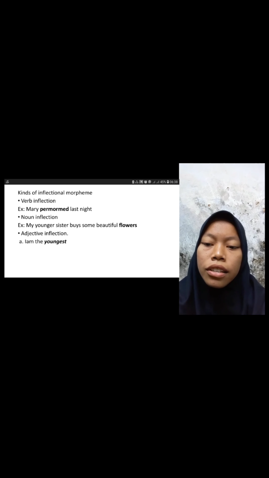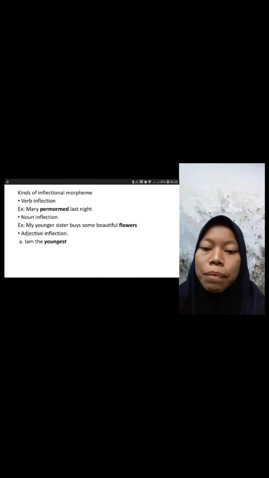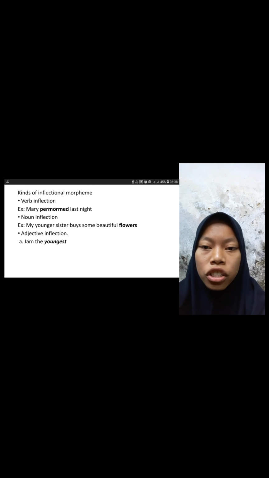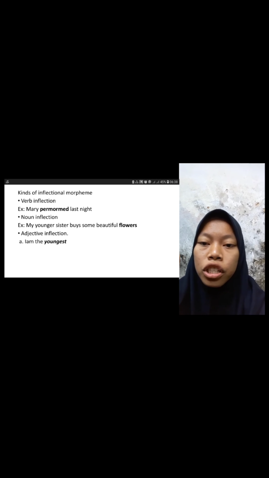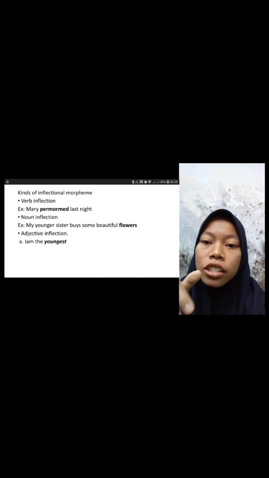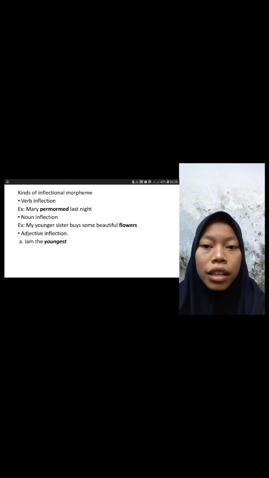And the next is noun inflection. Example: my younger sister buys some beautiful flowers. The suffix s in the word flowers shows that the flower is plural. That shows it is a noun inflection. And the next is adjective inflection. Example: the word youngest. The word youngest shows the superlative, so that is inflection, the kinds of inflection.